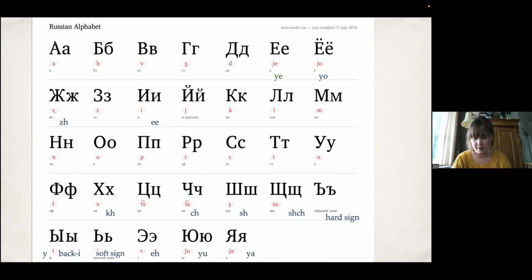So the vowels are A, and then Ye, and Yo, and E, and O, and U, and then this back E is also a vowel sound, and then E, and U, and Ya. Okay, so those are the vowels. 1, 2, 3, 4, 5, 6, 7, 8, 9, 10 vowel sounds.